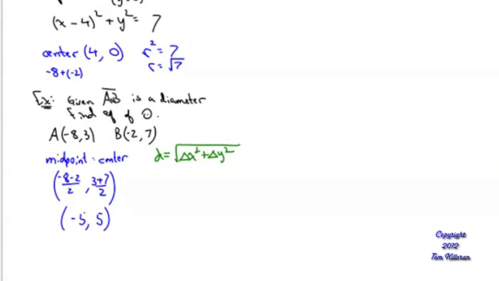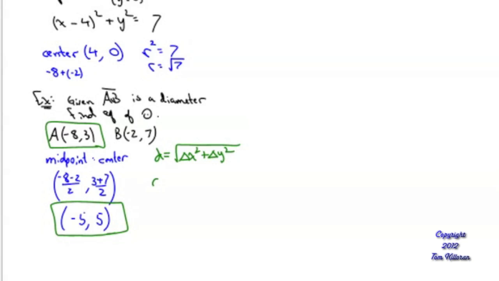I follow that. So I want to find the distance from negative 5, 5 to one of the original points. Pick one. Negative 8, 3. Sure. Too many people said too many things, so I'm going to pick.